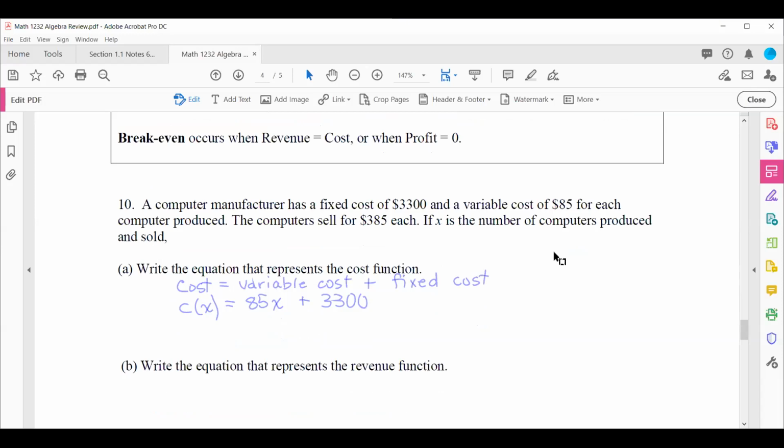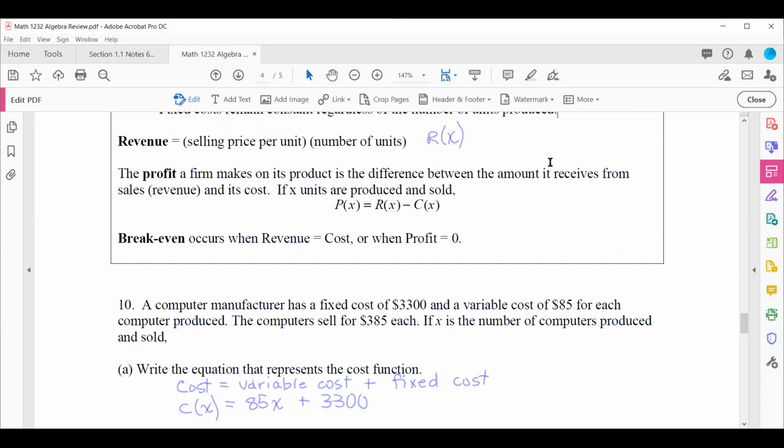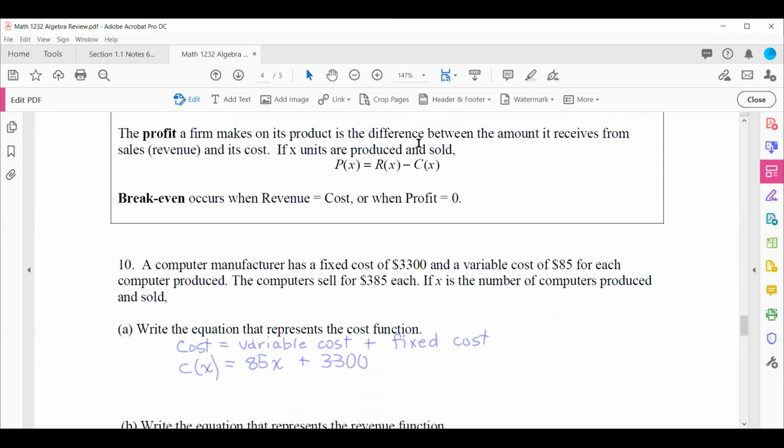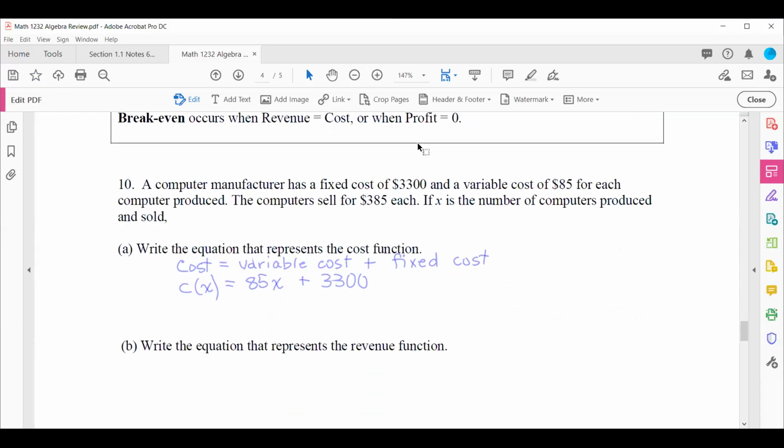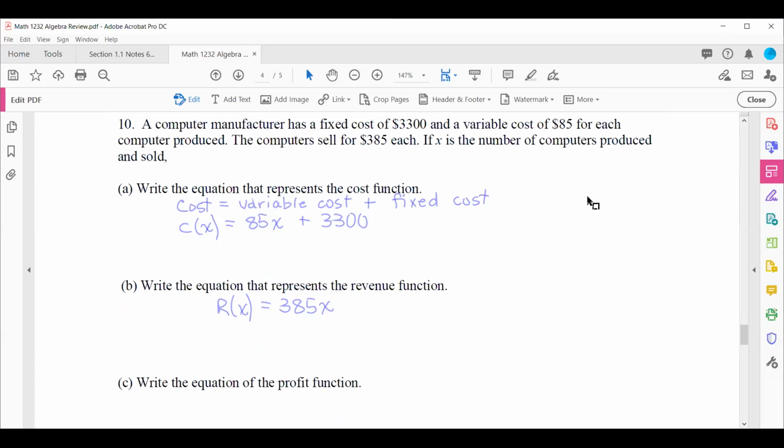All right, the revenue function, I won't rewrite the formulas up above. That's the selling price per unit times the number of units. So the computers sell for $385 each. Multiply that by the number of units, which is X, and that's your revenue function. So those are my cost and revenue.